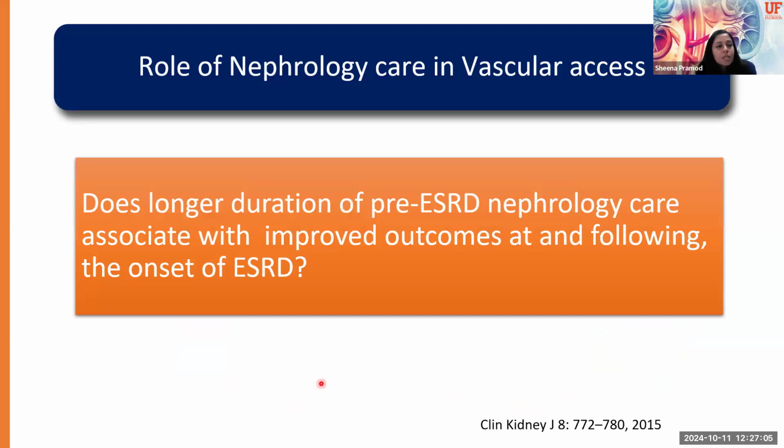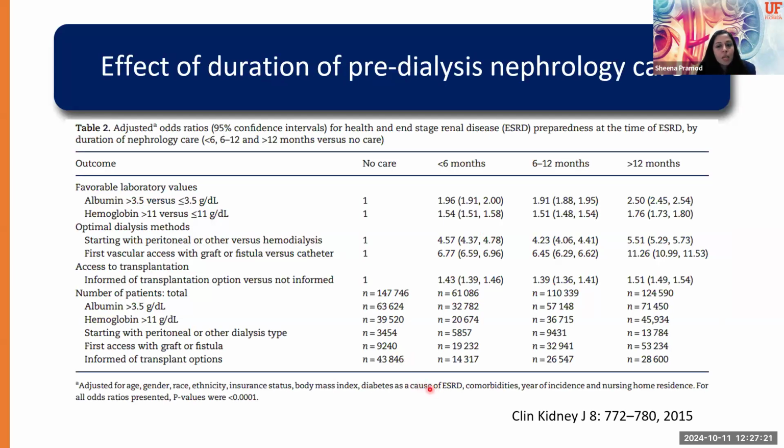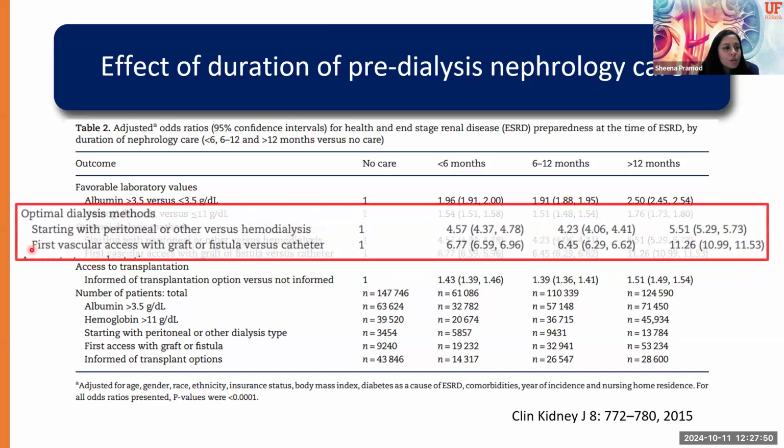Now, the other question is, does the role of nephrology care in vascular access have any implication in terms of the duration? So does a longer duration of nephrology care improve outcomes in dialysis patients? And we know that in this USRDS cohort, several factors have been shown to be favorable in patients with longer nephrology care. And by longer, I mean more than 12 months. So the albumins are higher, hemoglobins are higher, the choice of home dialysis is higher, and access to transplantation is higher.